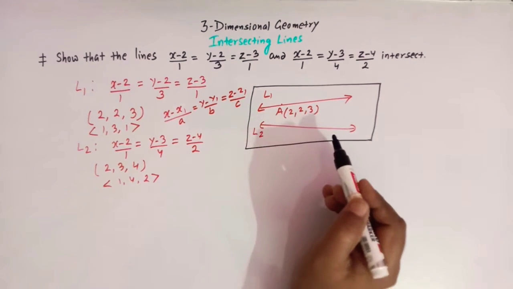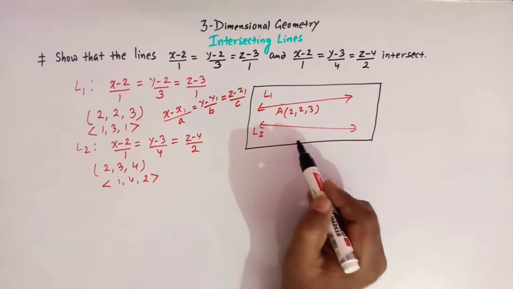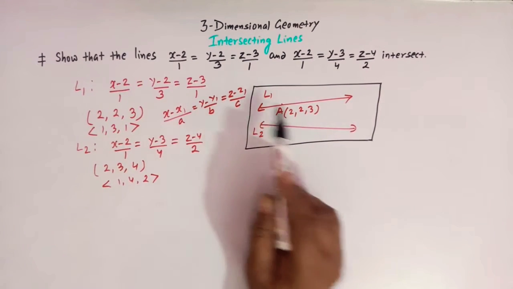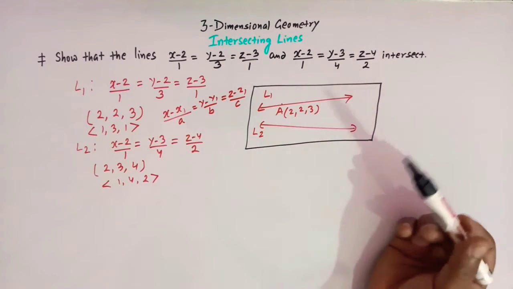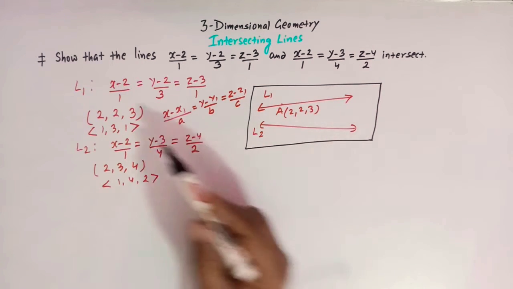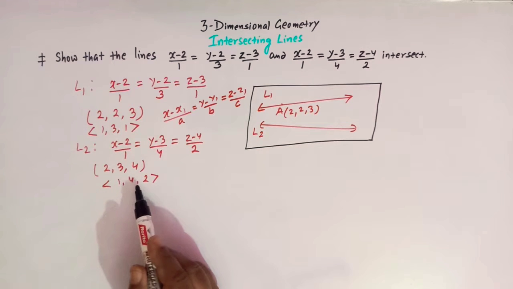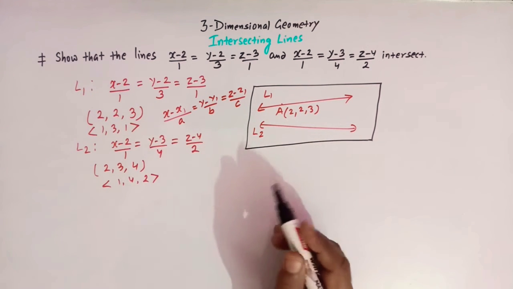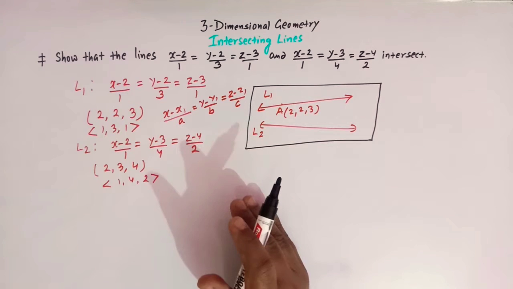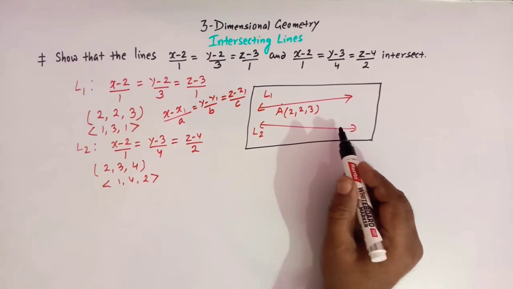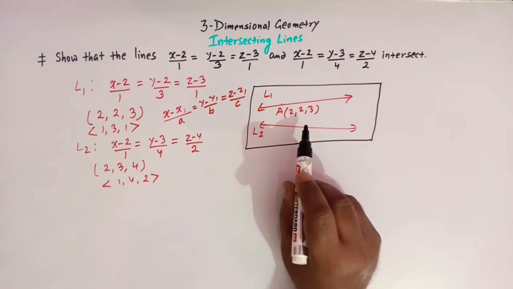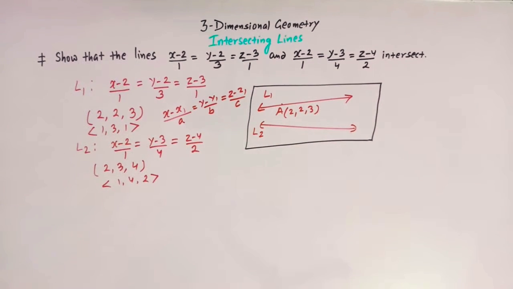Once we prove that these two lines are coplanar, they must be intersecting, because they have different direction ratios and are non-parallel. Non-parallel lines lying on the same plane must be intersecting.